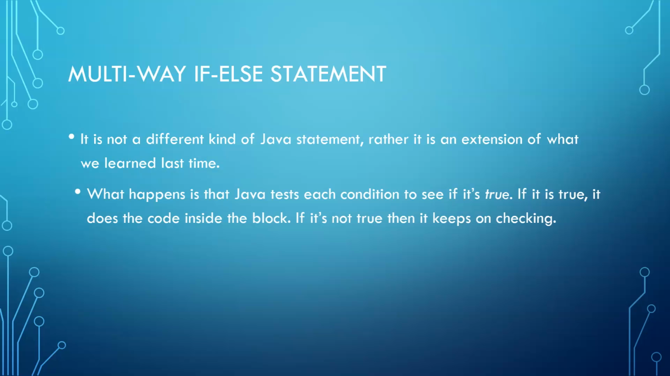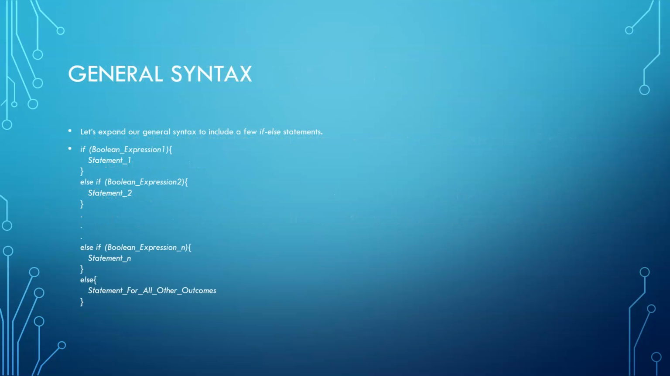So what happens is that Java tests each condition to see if it's true. If it's true, it's going to run the code inside the block. If it's not, we're going to just keep on checking. So let's expand our general syntax to include a few else-if statements. If Boolean expression, statement 1, else if Boolean expression, statement 2, and so on, all the way down to else if Boolean expression n, statement n, else statement for all other outcomes.